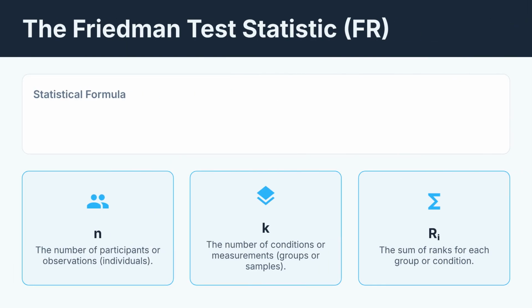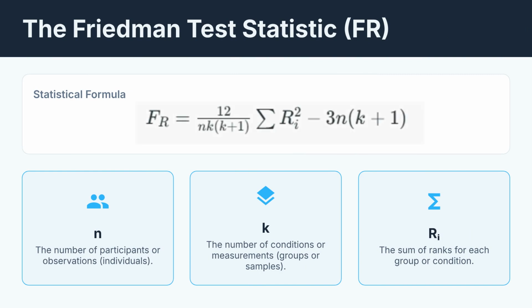While software usually calculates the test statistic for us, it's important to understand the engine under the hood. The formula scales the squared sum of the ranks by the number of participants and conditions.